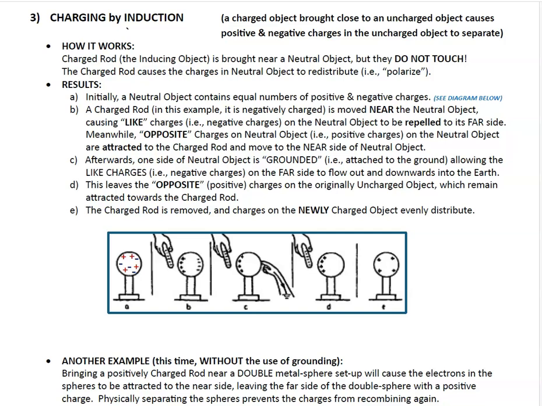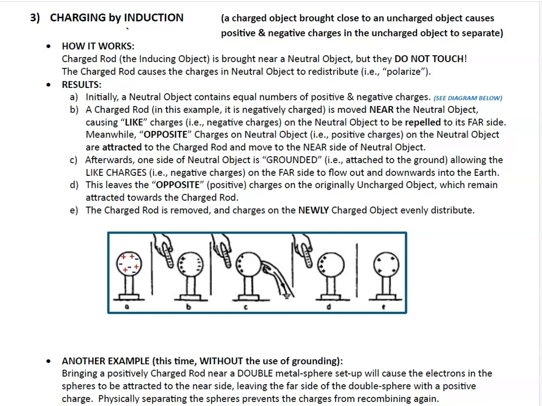So let's go through this step by step. You have a diagram here with 5 panels, A through E. In panel A, initially we have a neutral object, and a neutral object doesn't mean it has no charges. It means it has an equal number of positive and negative charges. And in a macroscopic object, in other words, an object you can see, there are an enormous number of positive charges and negative charges. They happen to be equal and they cancel each other out.